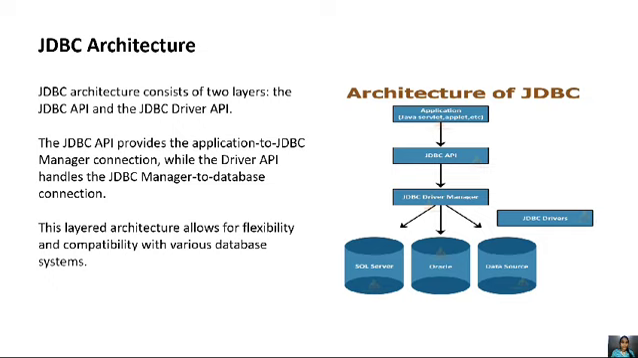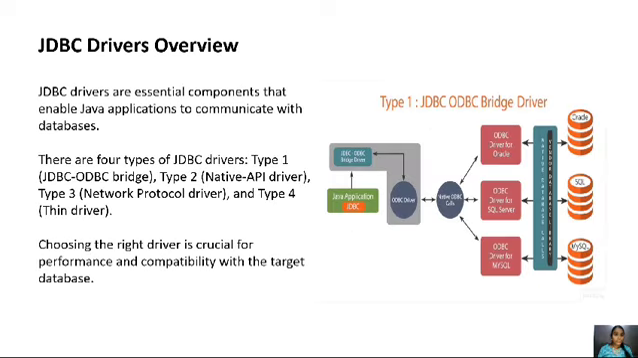JDBC architecture. JDBC architecture consists of two layers, the JDBC API and the JDBC driver API. The JDBC API provides the application to JDBC manager connection, while the driver API handles the JDBC manager to database connection. This layered architecture allows for flexibility and compatibility with various database systems.